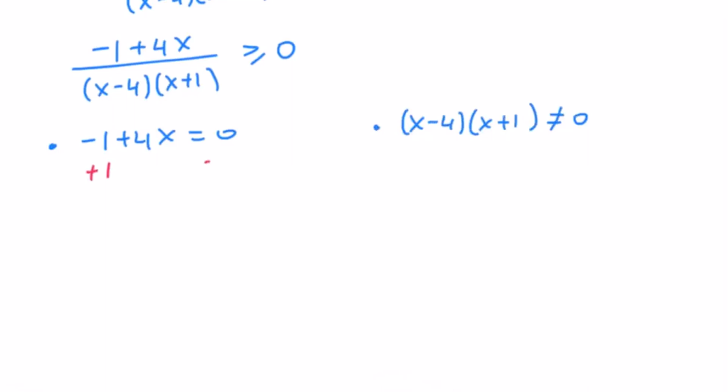So here we can add 1 over, and we have 4x is equal to 1. Divide the 4 over, so x is 1/4.